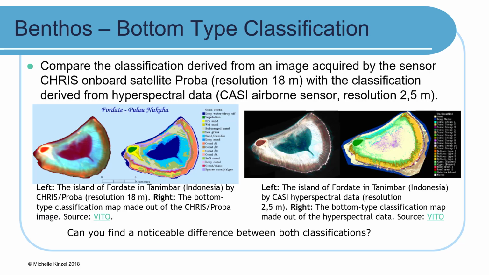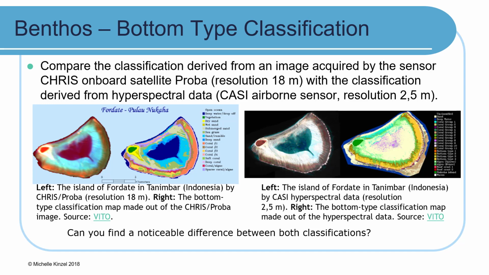So here's an example of classifying the bottom type, which is the benthos, and you can compare the classification derived from an image. This one is from the CHRIS sensor onboard the satellite PROBA, has a resolution of 18 meters, and the classification is from the hyperspectral data.